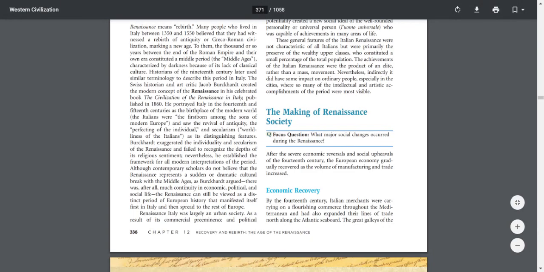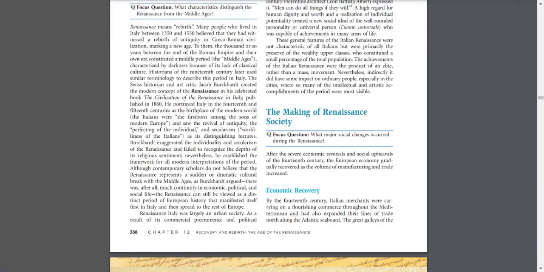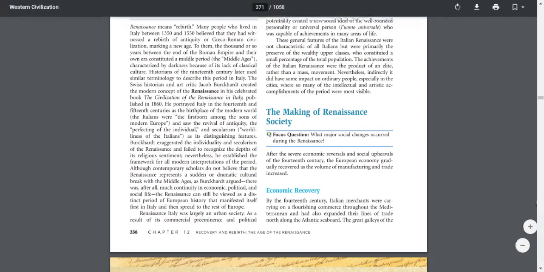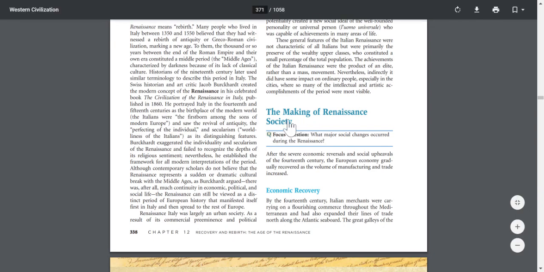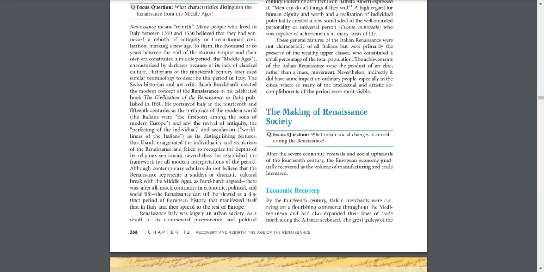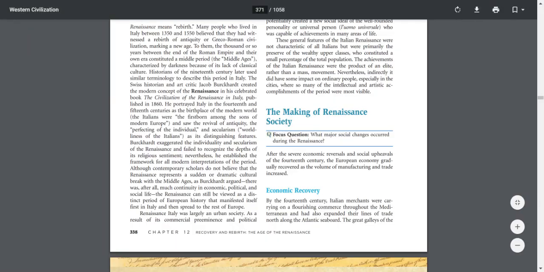All right. So people are like, what is a P1? A P1 is a power one. It's the main theme. Well, this one, the main theme is the making of Renaissance society. Unlike the last one that gave us the P2s, meaning and characteristics, I have to find, well, what made the Renaissance society? So I look at this question, I see what major social changes occurred. For me, the blue is much more important, but I do got to think about what this means.